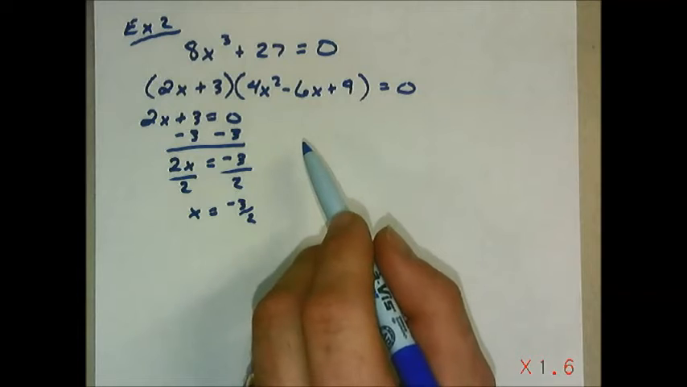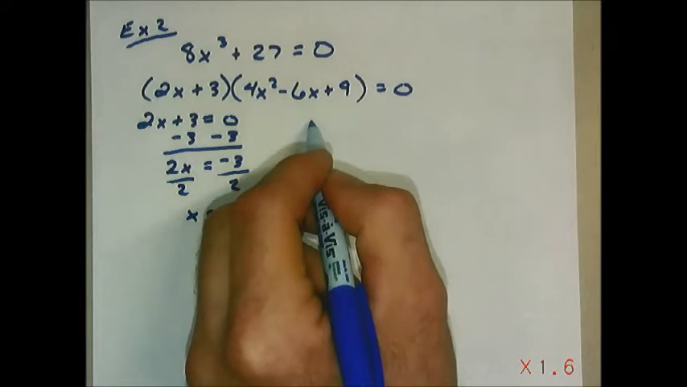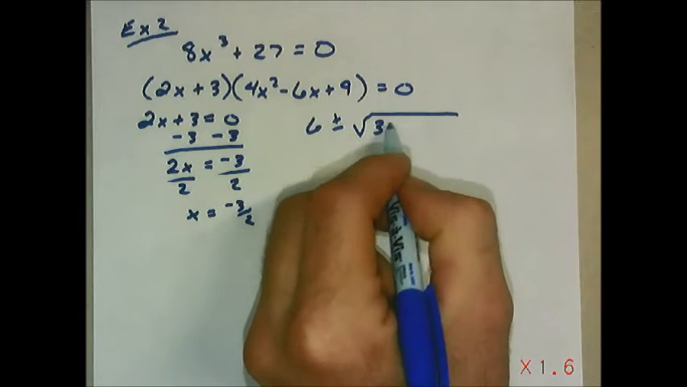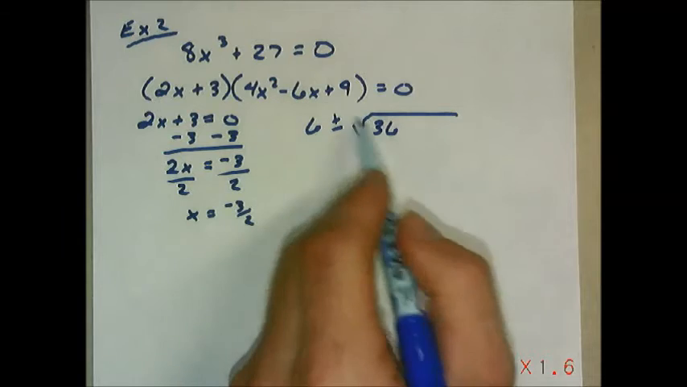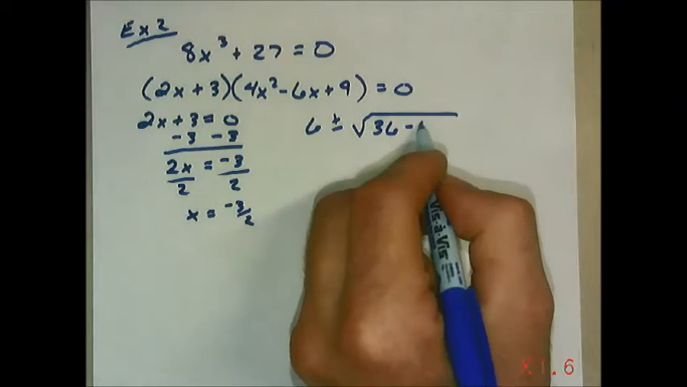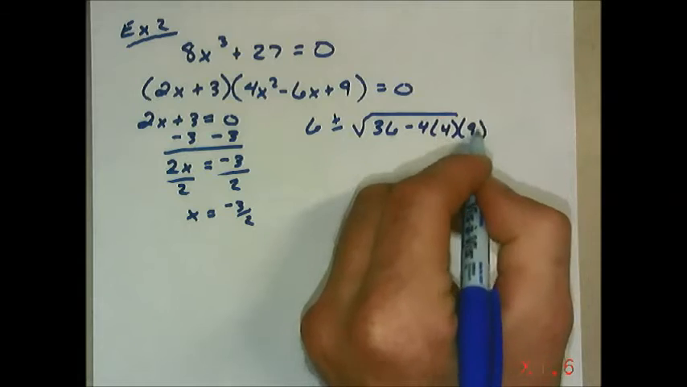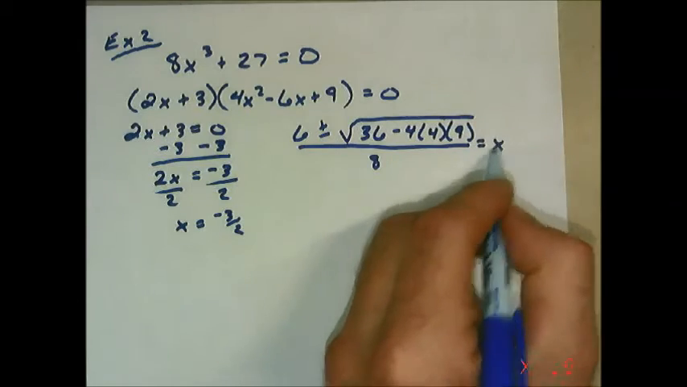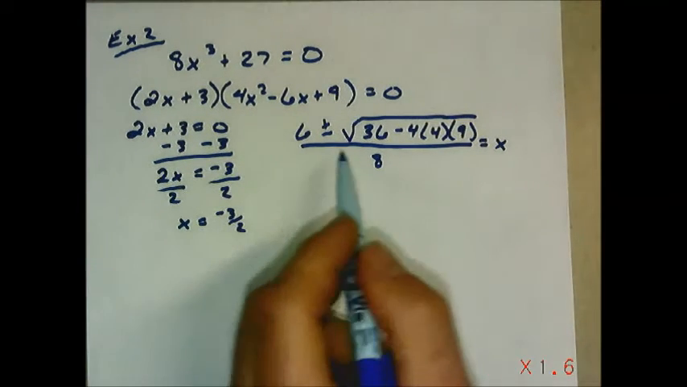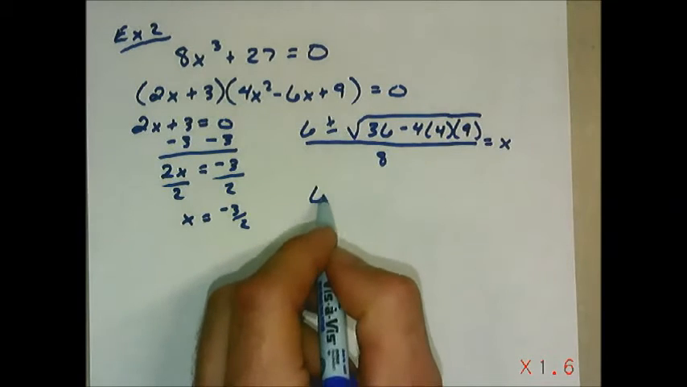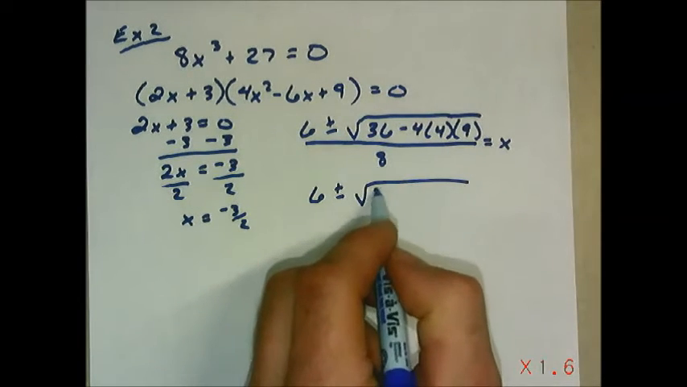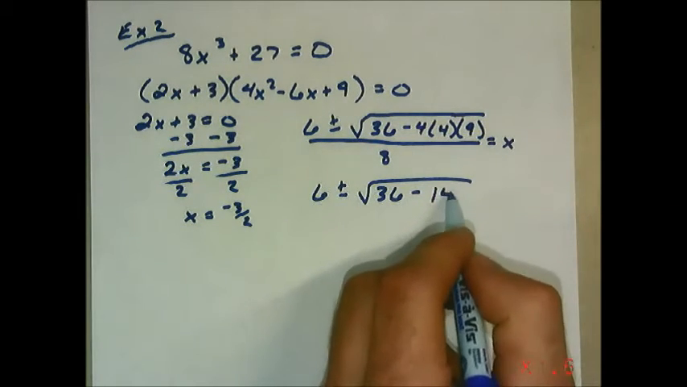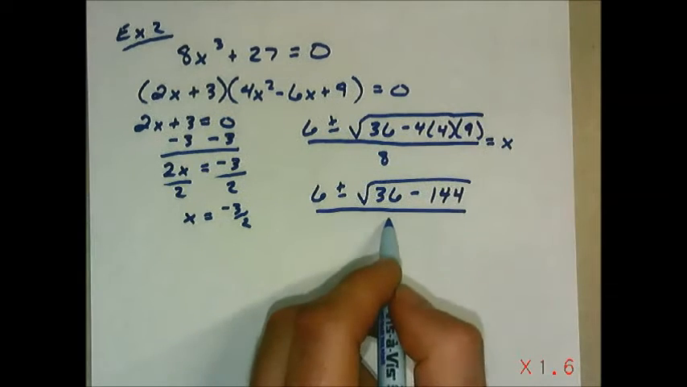Over here, we're going to use our quadratic formula again. So we're going to end up with negative b, which is 6, plus or minus the square root, b squared gives us 36. Remember, a negative times a negative gives us a positive. Minus 4 times 4 times 9, divided by 2a, which is 2 times 4, 8. And that's what our x is. We're going to go ahead and continue to clean up that radical. So we have 6 plus or minus the square root of 36 minus 4 times 4 is 16 times 9. We end up with 144 divided by 8.